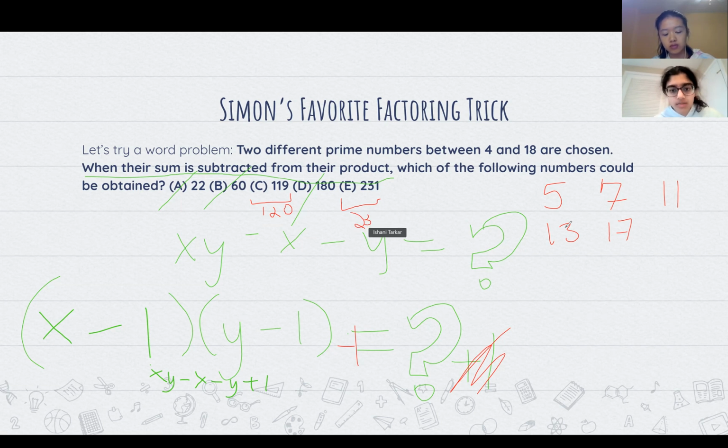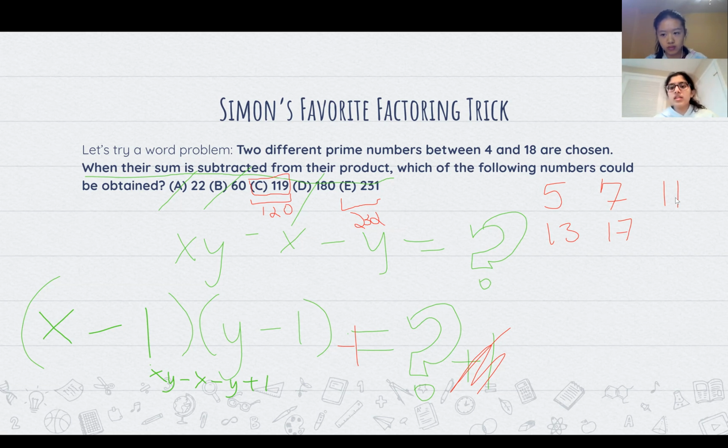Just looking at 120, we know that it's 12 times 10, right? Is this 1 less than 2 prime numbers between 4 and 18? 10 is 1 less than 11, and 12 is 1 less than 13. Yes, it is. So immediately we can know that C is the right answer. However, you would probably go through some more thoughts on that. However, let's just see 232.